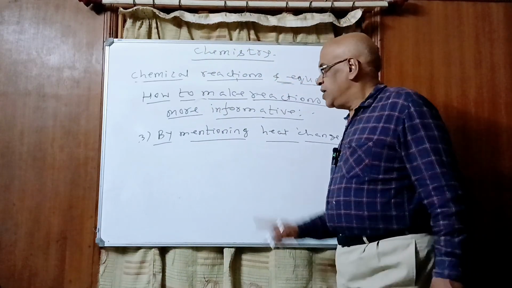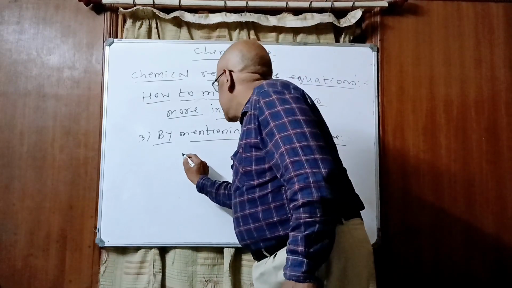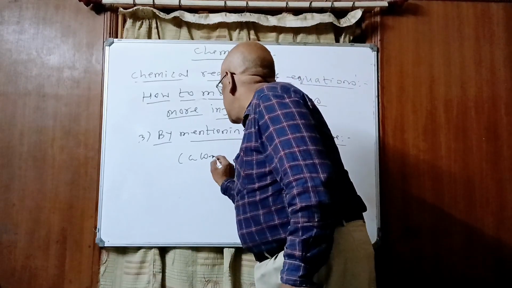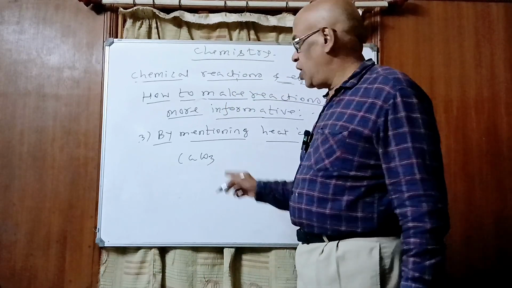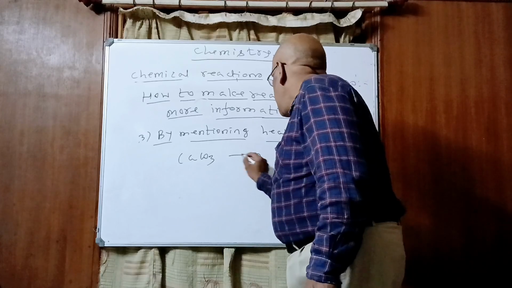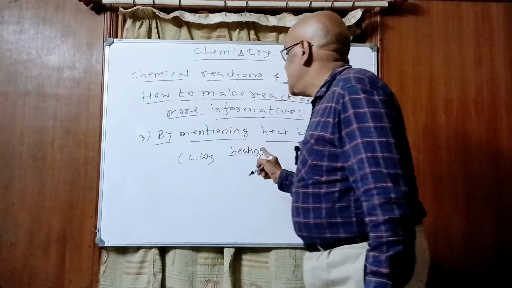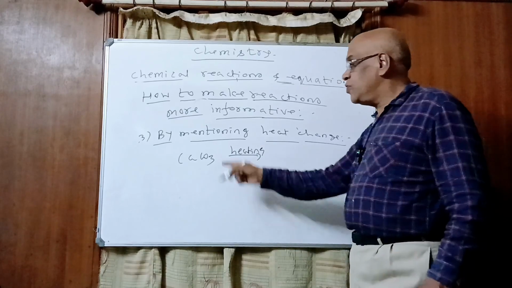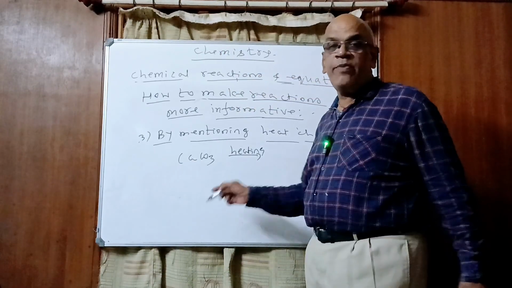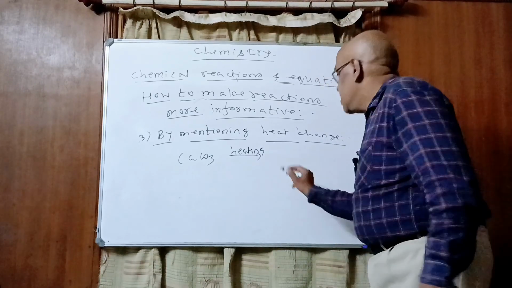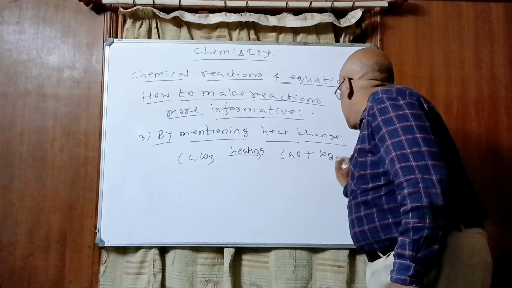Yes or no, children? See here. What happens by mentioning heat change? Take this, CaCO3. What is CaCO3? Calcium carbonate. Calcium carbonate is solid. On heating, heat change. What does heat change mean? The reacting mixture absorbs heat. What type of reaction? Endothermic reaction. What is the product? Calcium oxide plus carbon dioxide.